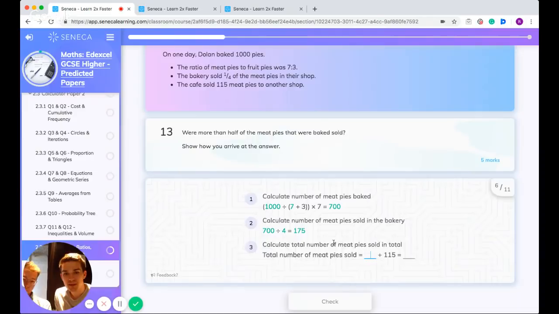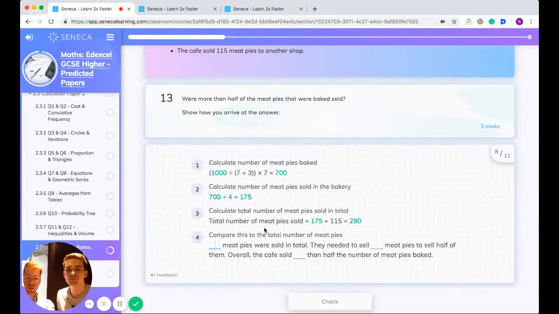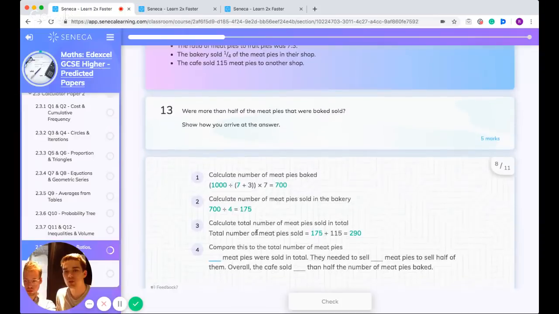Nice, okay. Then we calculate the total number of meat pies sold. So we know we got 175 sold in their shop, and they sold 115 to the other shop, right? So 175 plus 115 is 290. Awesome. Okay. So this compares the total number of meat pies sold. So 290 meat pies were sold in total.